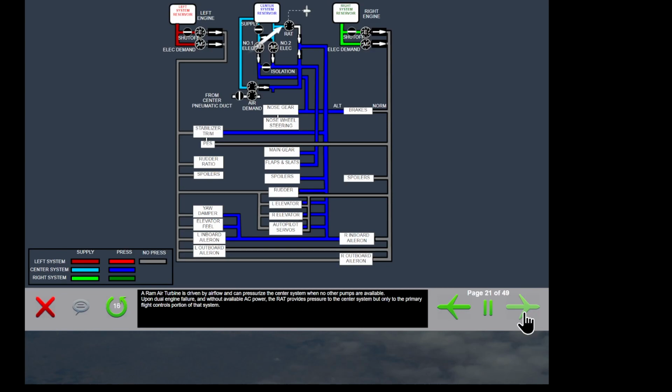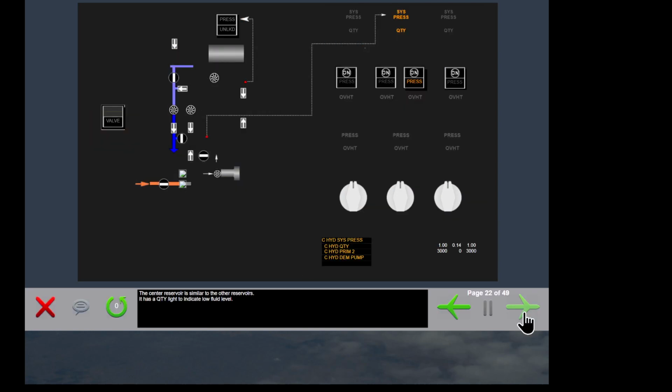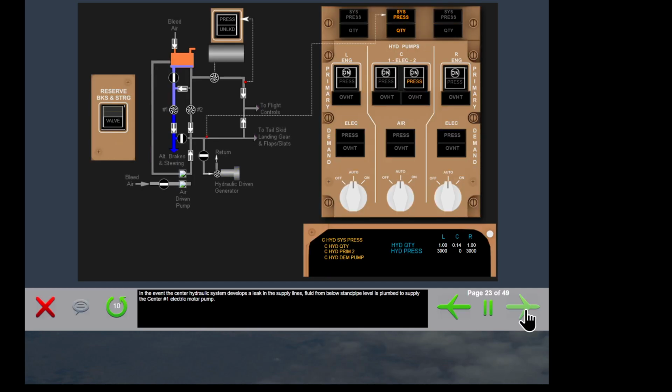A ram air turbine is driven by airflow and can pressurize the center system when no other pumps are available. Upon dual engine failure and without available AC power, the RAT provides pressure to the center system, but only to the primary flight controls portion of that system. The center reservoir is similar to the other reservoirs. It has a quantity light to indicate low fluid level. In the event the center hydraulic system develops a leak in the supply lines, fluid from below standpipe level is plumbed to supply the center number 1 electric motor pump.